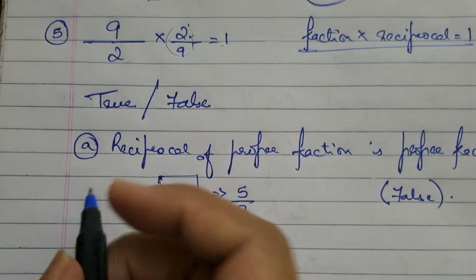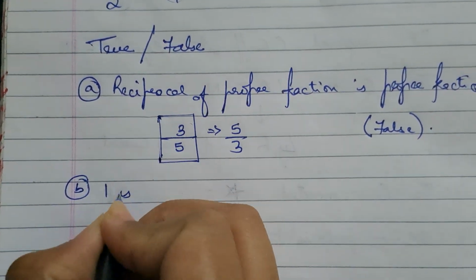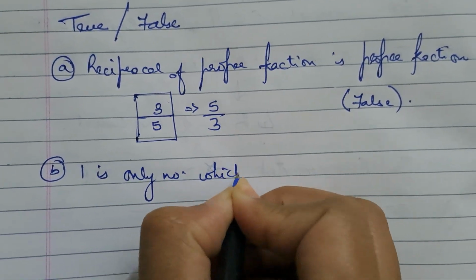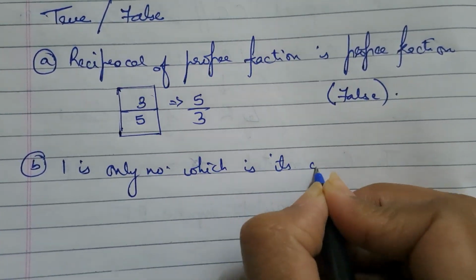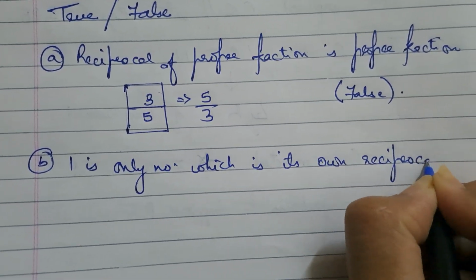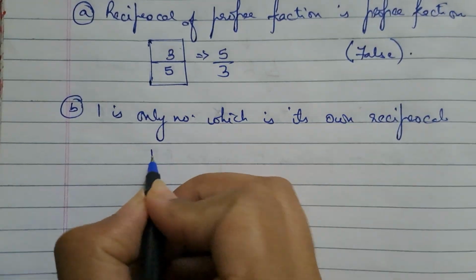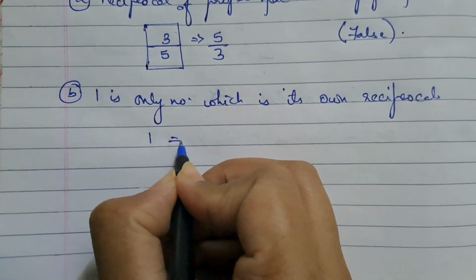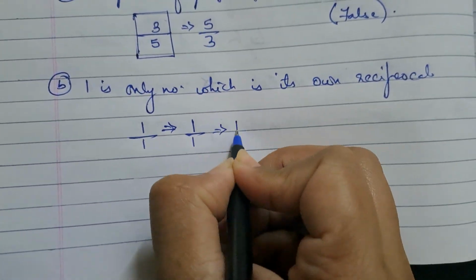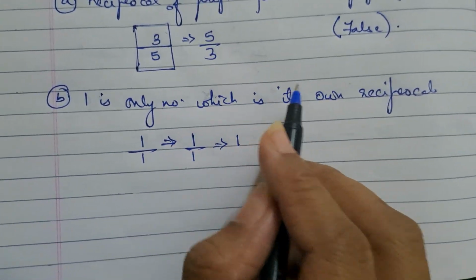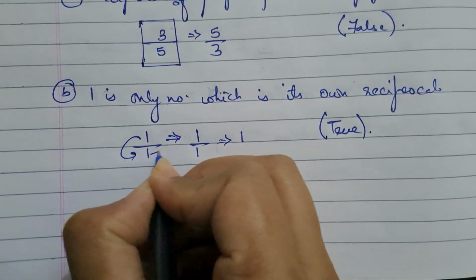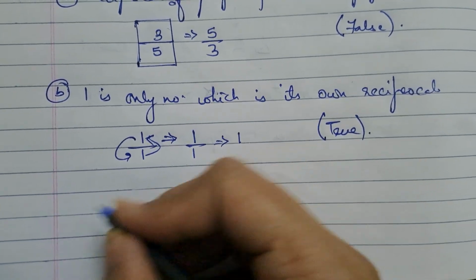Okay, the B is given as 1 is the only number which is its own reciprocal. Okay, so what does it mean? Now when I do the reciprocal of 1, it becomes 1 only, isn't it? Because 1 by 1 becomes 1 by 1, again it is equal to 1 only. So 1 is the only number which is its own reciprocal. This one is true itself. Okay, because this goes down and this comes up, again it is 1 by 1 only.